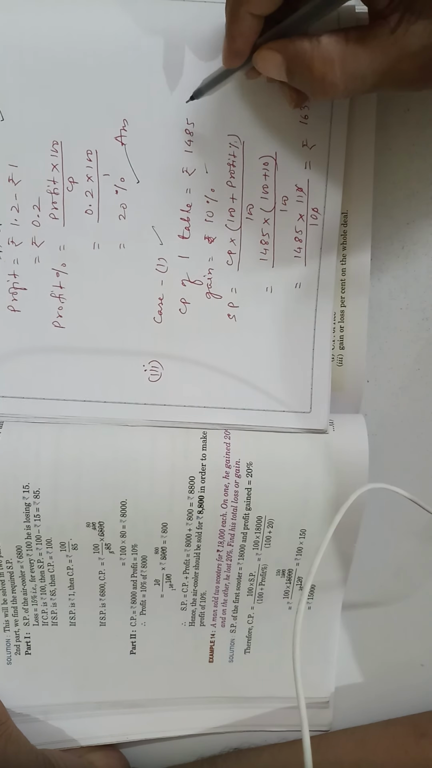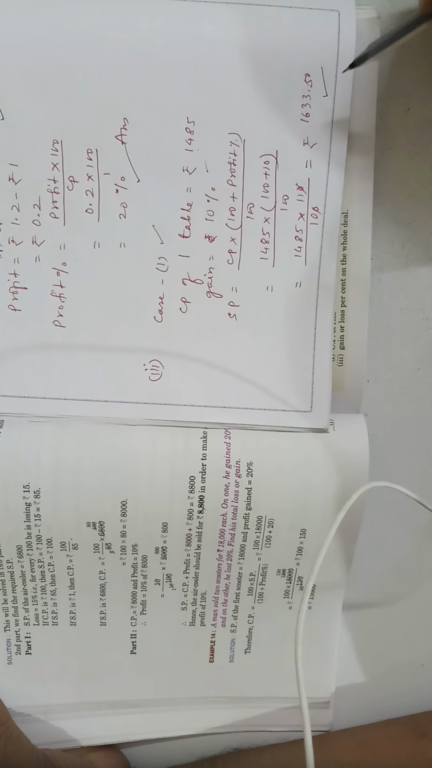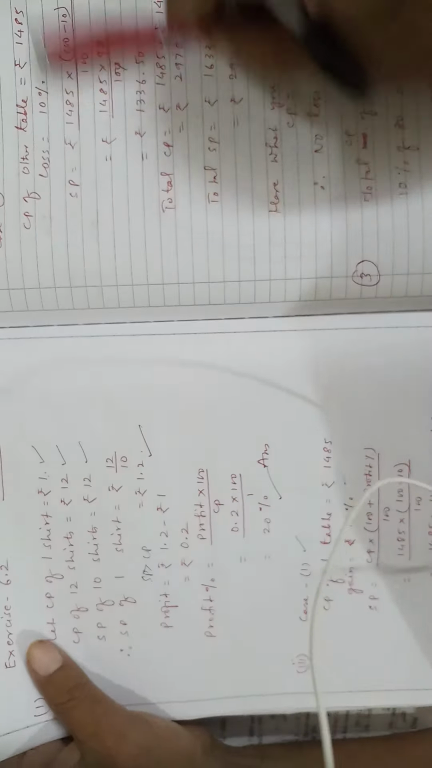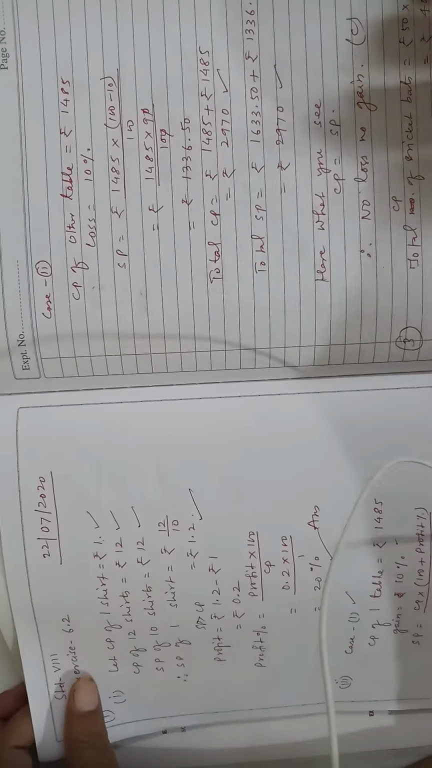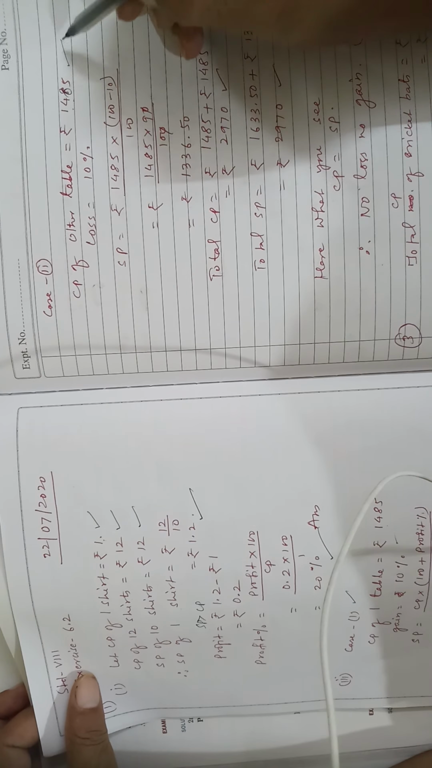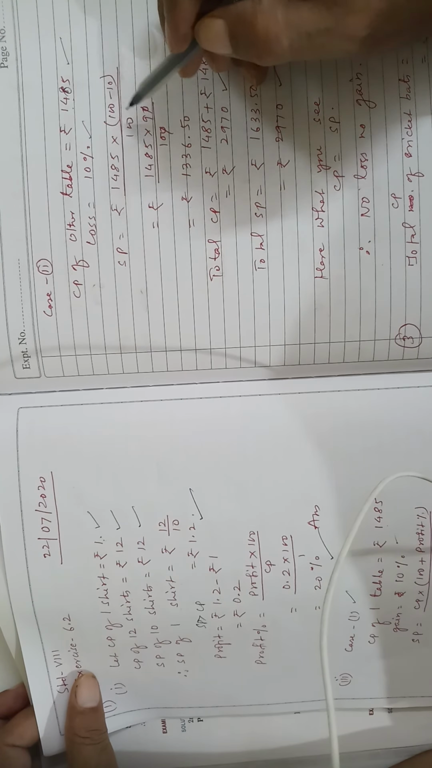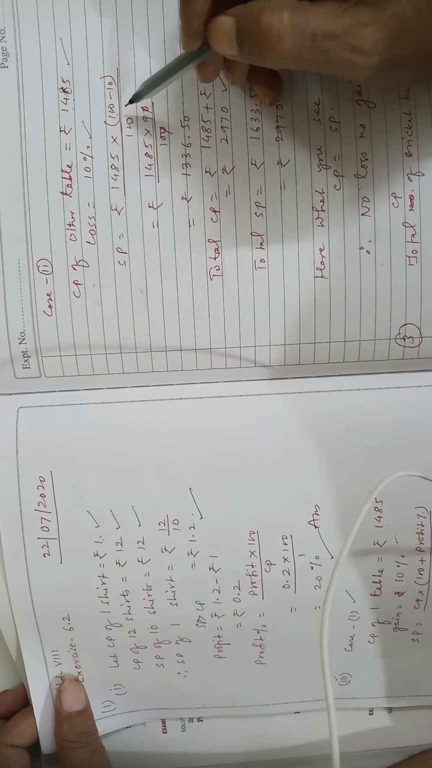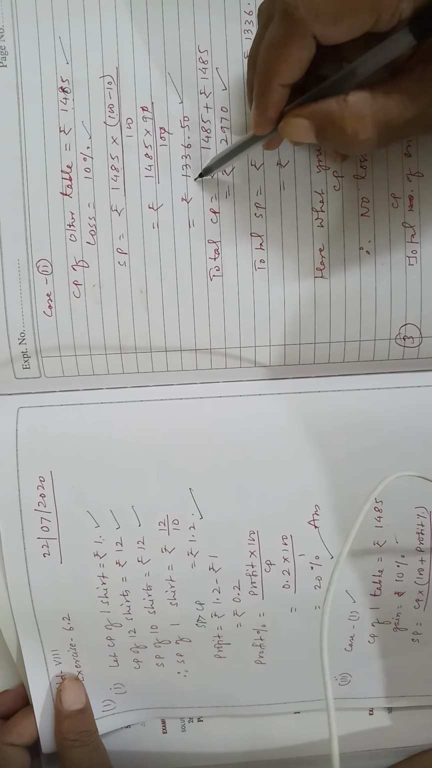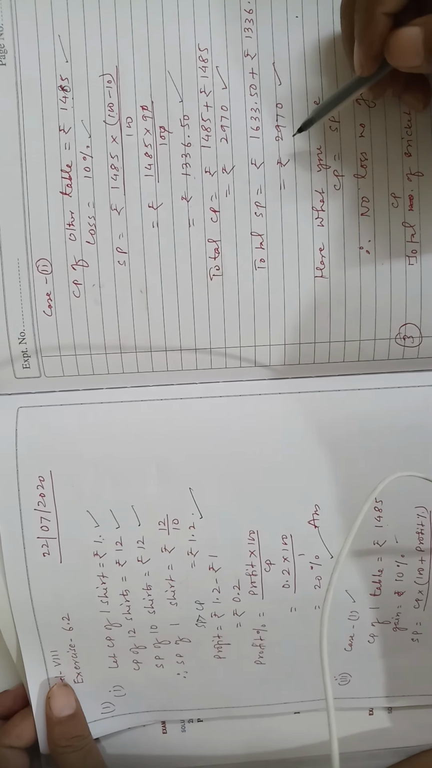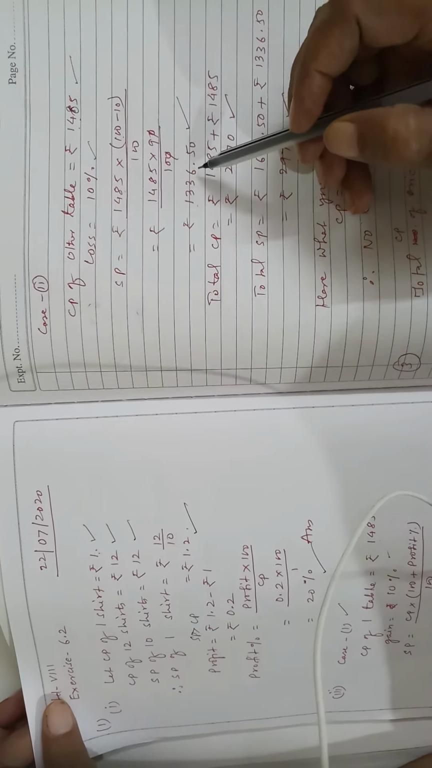Okay. The CP of the table was 1485 and after selling, he is getting 1633 rupees 50 paise. Now, look here. For the second table, the CP of the table is the same, 1485, his loss is 10%, therefore SP is how much here? This is the formula for finding SP: SP is CP into 100 minus 10 divided by 100. After calculation we are getting 1336 rupees 50 paise. For the second table, he is getting this much SP.